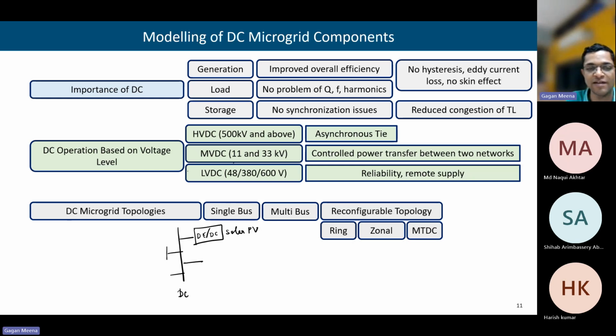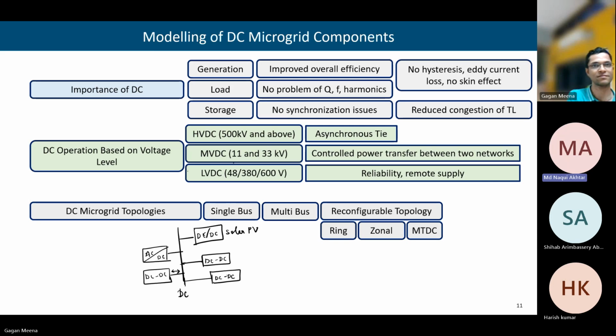If this is solar PV, then if we have wind, we need to convert AC into DC. Fuel cell again DC-DC. Storage DC-DC, but this will be bidirectional. What about fuel cell? Unidirectional or bidirectional? Unidirectional.